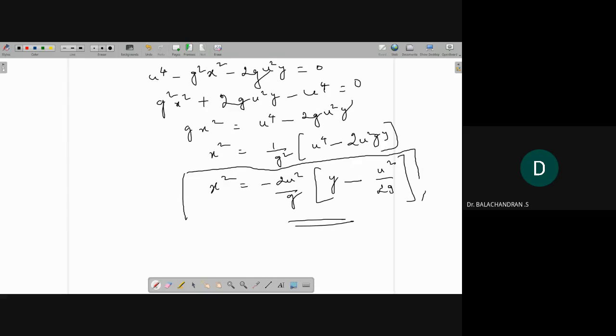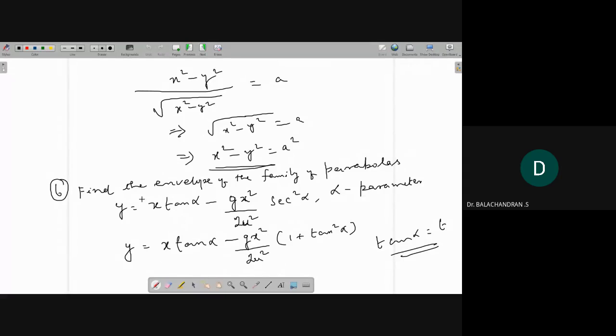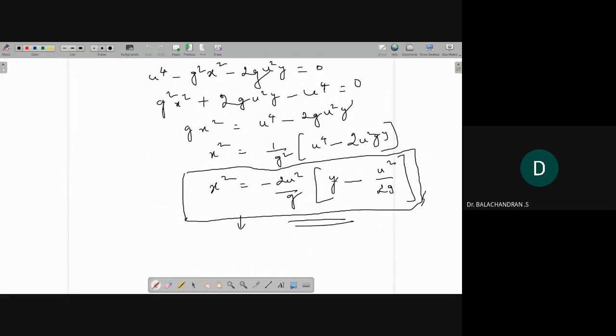I think you saw this equation, where you saw parabolas. Actually we are finding the envelope of the family of parabolas. So this is a family of parabolas, and the answer is the envelope. This is actually studied in the trajectory of a projectile, the equation of a two dimensional projectile. This is the envelope of equation 1.